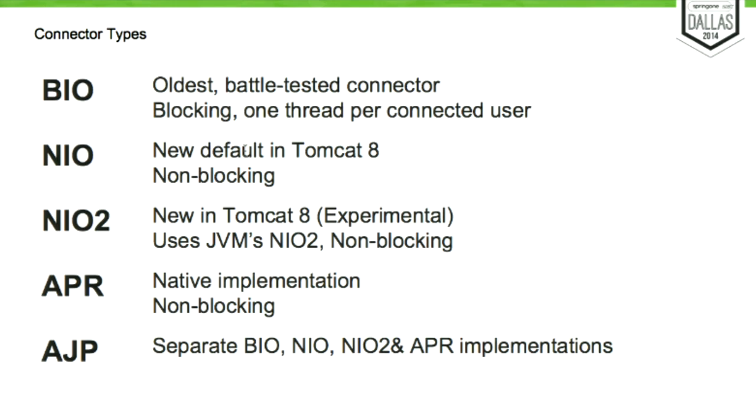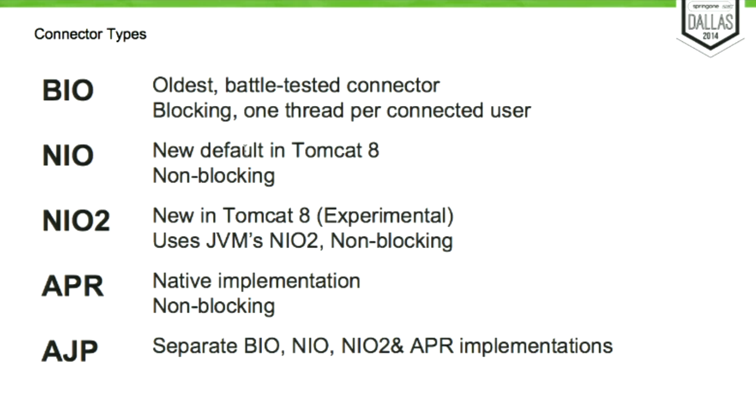The other one that's been around for quite a while is the APR connector, and this actually uses some native code to accelerate things. It's also non-blocking, like the NIO connector, and it typically has the best performance of all the connectors. The downside is that you have to compile a native module, and you're using some JNI to integrate that into Tomcat. That's the trade-off. In some systems where you need every last bit of performance, it's worth doing that. In other systems, you might not need that, so it's just not worth the time to compile it and get it configured.